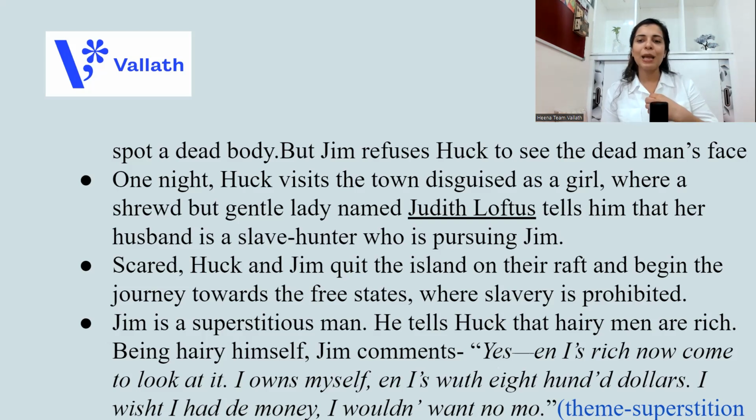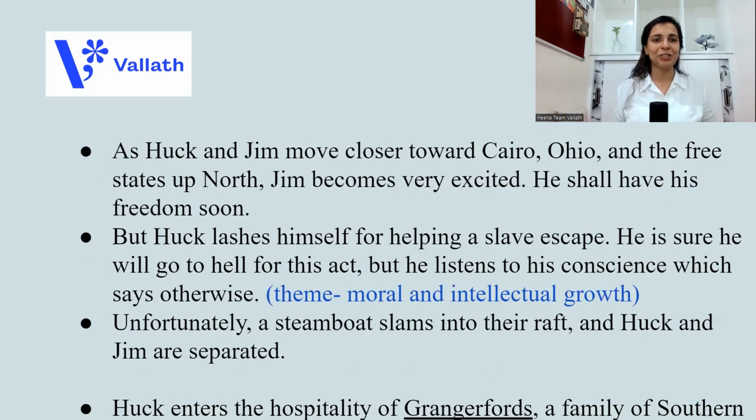He says that I am worth $800. This is how much Miss Watson had thought she would sell Jim for. So Jim says that I'm worth $800. If I get this much money, I will not need any more money in life. But the irony is, can he sell himself? The theme here is superstition.